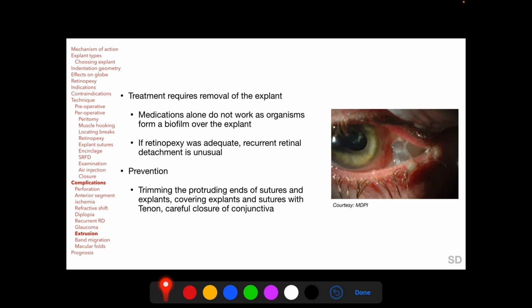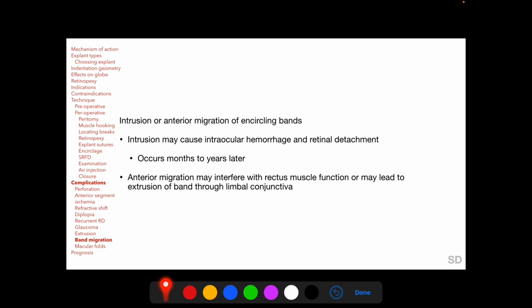Treatment of buckle infection and extrusion requires removal of the explant because medications alone do not work, as organisms form a biofilm over the explant. If retinopexy during the original surgery was adequate, recurrent retinal detachment following buckle removal is unusual. Preventive measures against buckle infection and extrusion include trimming the protruding ends of the sutures and explants, covering the explants and sutures with Tenon's, and careful closure of conjunctiva. Anterior migration and intraocular intrusion of encircling bands following scleral buckling surgery have also been described.